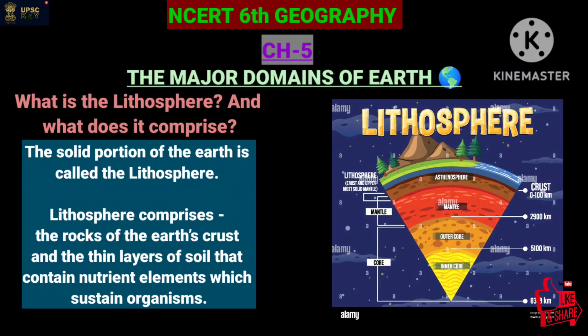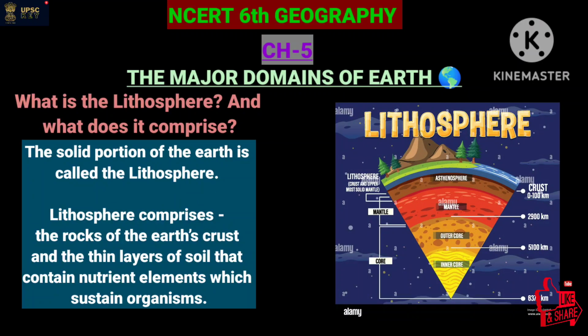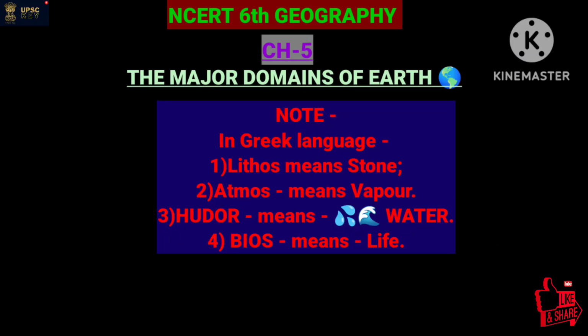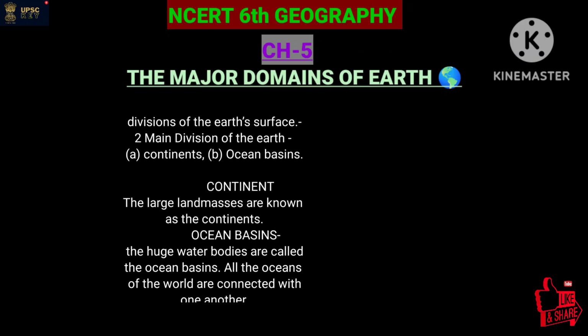What is the lithosphere and what does it comprise? The solid portion of the earth is called the lithosphere. The lithosphere comprises the rocks of the earth's crust and the thin layer of soil that contains nutrient elements which sustain the organisms. That means all organisms live in the lithosphere. Do you know? In the Greek language, lithos means stone, atmos means vapor, and hydor means water. Bios means life.